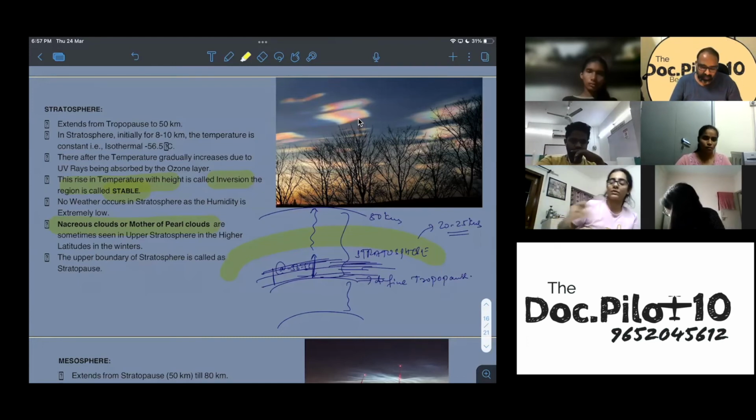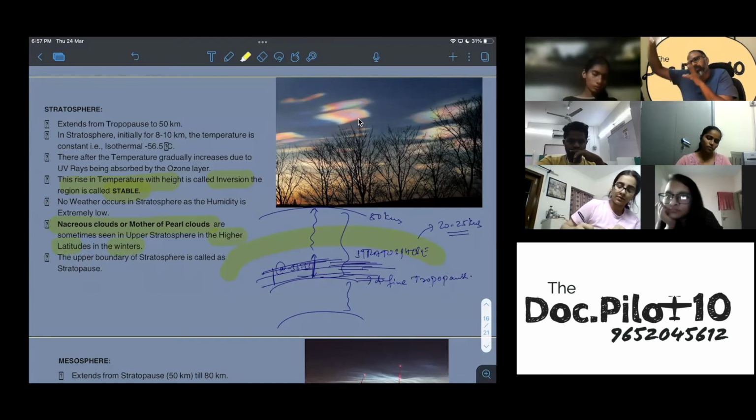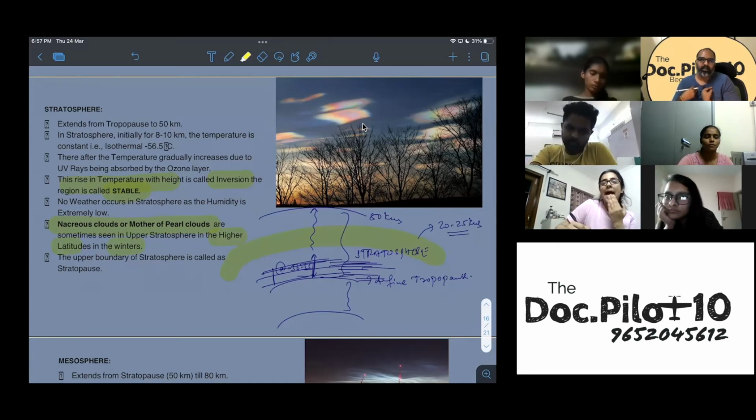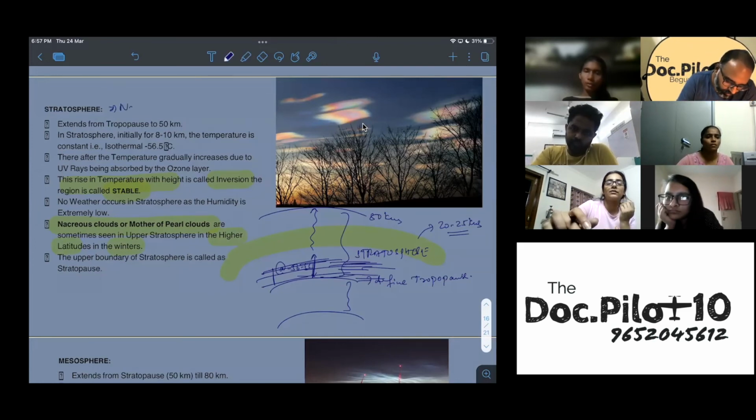Okay. It is seen in the winters at high latitudes. That means close to the poles, those people only can see these clouds. We living in tropical areas cannot see these clouds. It is seen only at the poles in winters at higher latitudes. So what are the clouds in the stratosphere? Nacreous clouds or mother of pearl clouds.